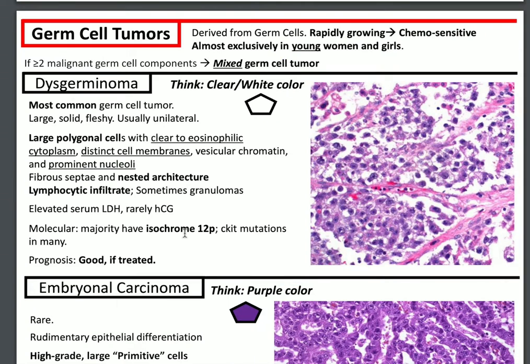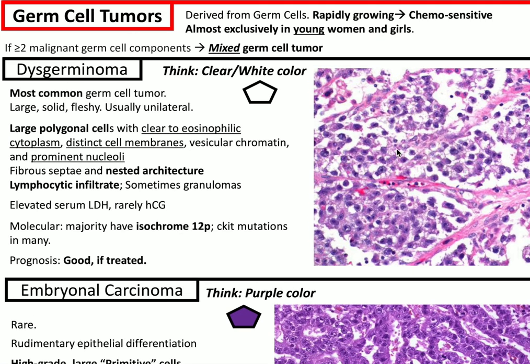Now that we talked about sex cord stromal tumors, let's change gears and talk about germ cell tumors. These are, as expected, derived from germ cells, and because they're rapidly growing, chemosensitive. Almost exclusively seen in young women and girls, and if there's greater than or equal to 2 malignant germ cell components, it is mixed germ cell tumor. Dysgerminoma, think clear or white color. It's the most common germ cell tumor.